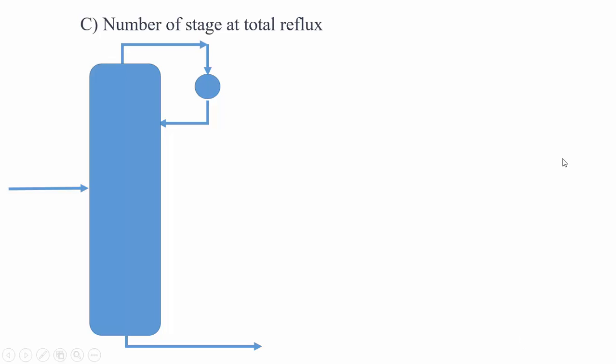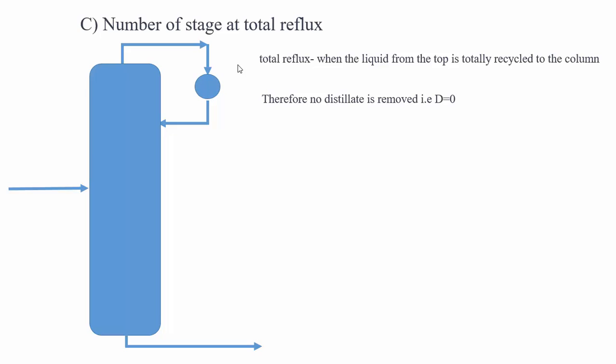The feed enters here, and the vapor which is condensed will be collected totally back to the distillation column, and also for the reboiler, it is also returned back, so there is no product collected. So when you say total reflux, the liquid from the top is totally recycled to the distillation column. No distillate is removed or no product is collected, so D will be 0.